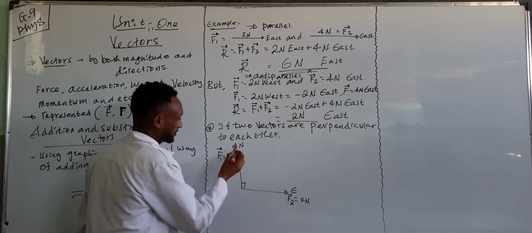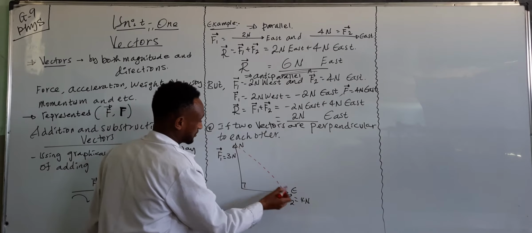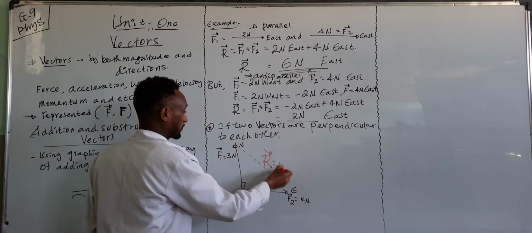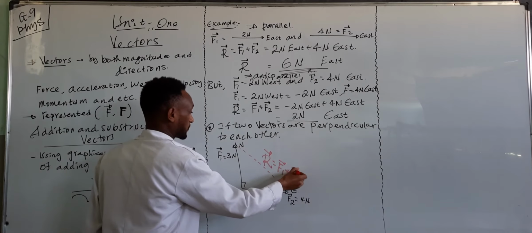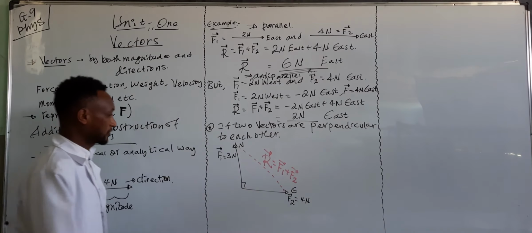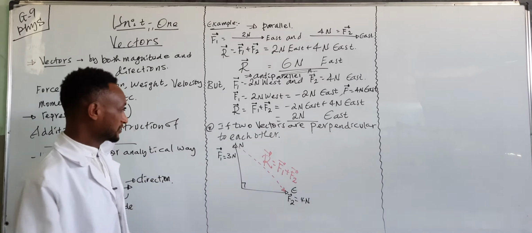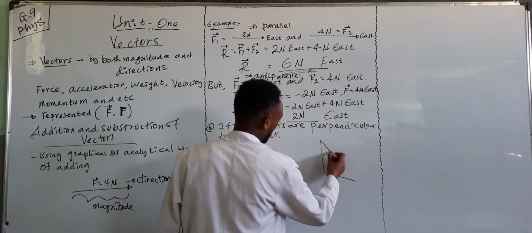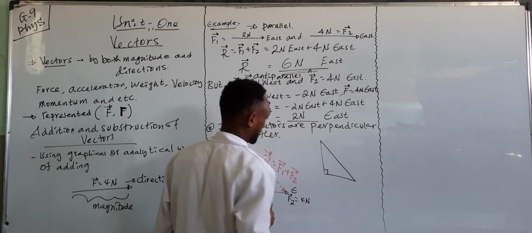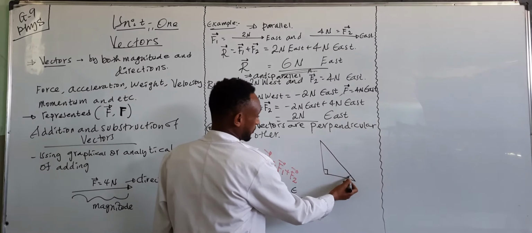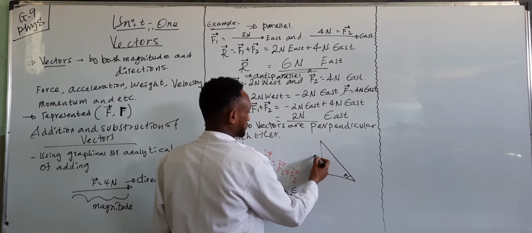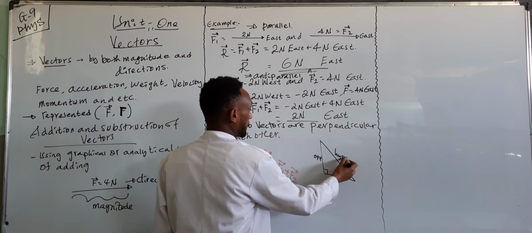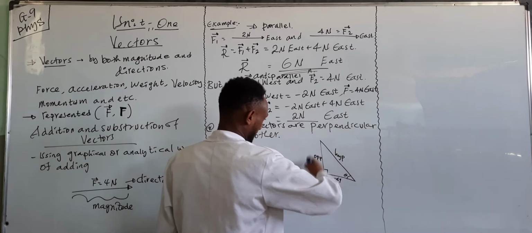The resultant of the vectors is this one. So this is the resultant vector, which is equal to force 1 plus force 2. In mathematics, we know the right angle triangle rule. In a right angle triangle, if this is the angle theta, this is the opposite of that angle, this is the adjacent of that angle, and this is the hypotenuse. Now apply this to this right angle triangle.